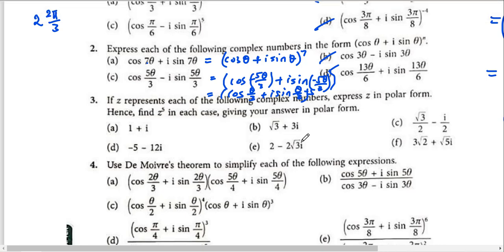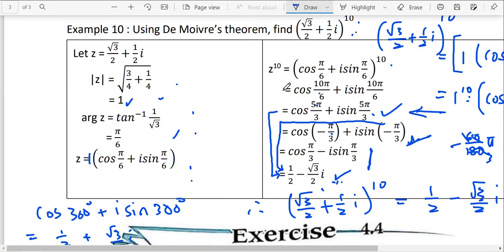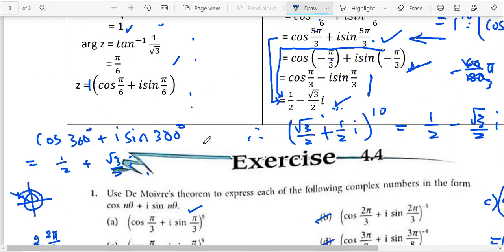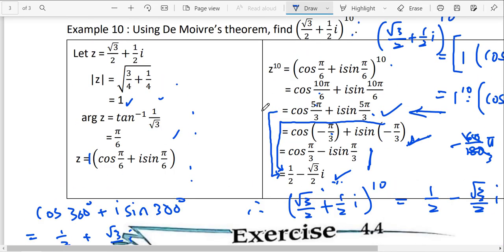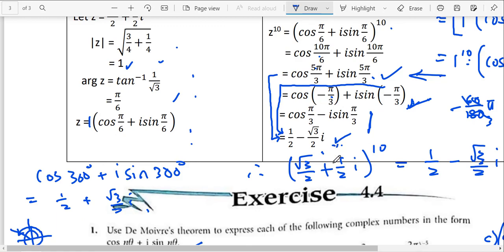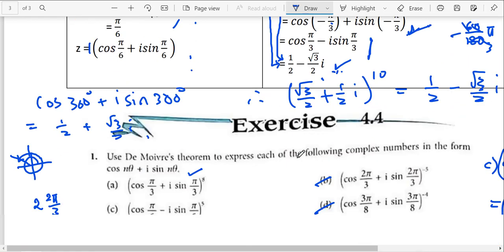Then number 3. If that represents, okay, you have to write the answer in polar form. So you must find the modulus and argument. Then you try to use the same method as this. Find the modulus and argument, write in polar form, then raise to power. Then simplify and write in Cartesian form.